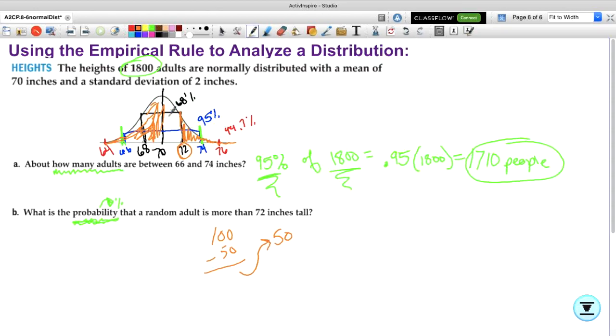Now from that half, I don't want this piece. And if you remember, this middle part is 68, right? So that means this one little part here is 34. So I'm going to take that 50 and I'm going to minus off a 34 again. So 50 minus 34, I could do it the traditional way and get 16. So there's a 16% chance, because that's the percentage that's left in this little tail over here. There's a 16% chance that a random adult is 72 inches or taller.